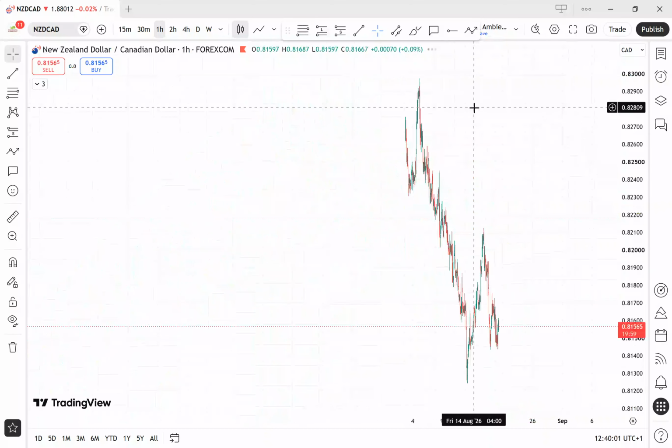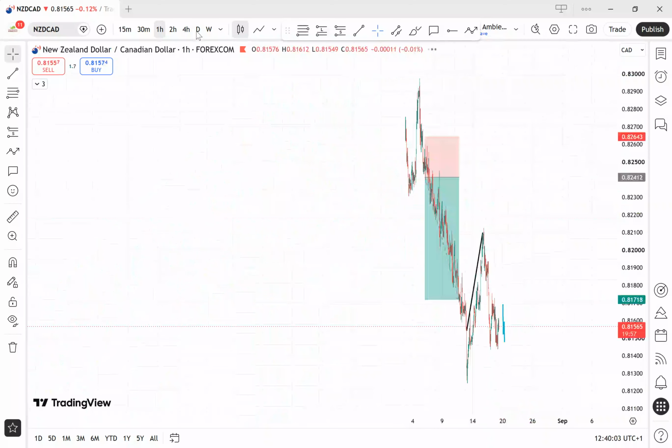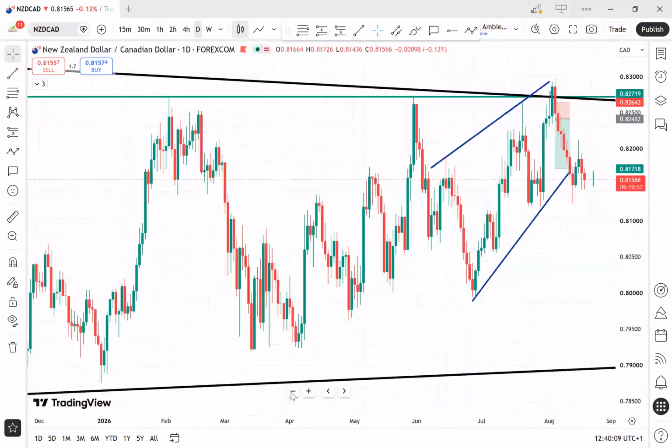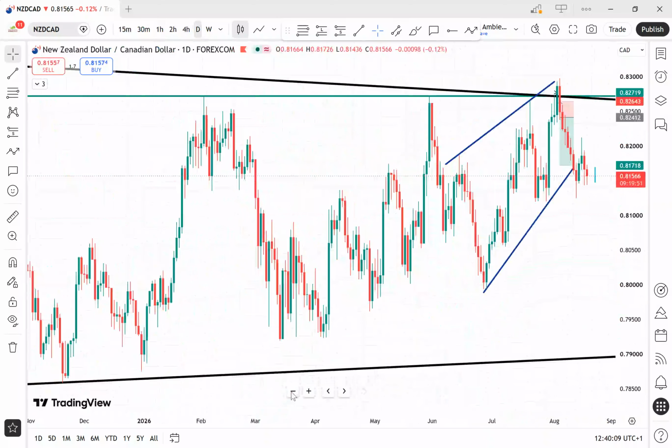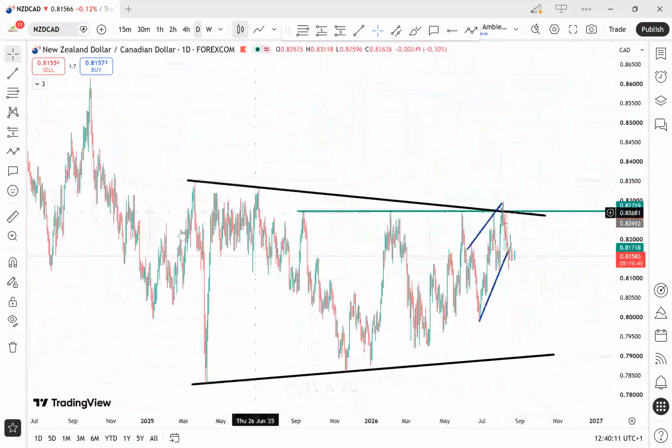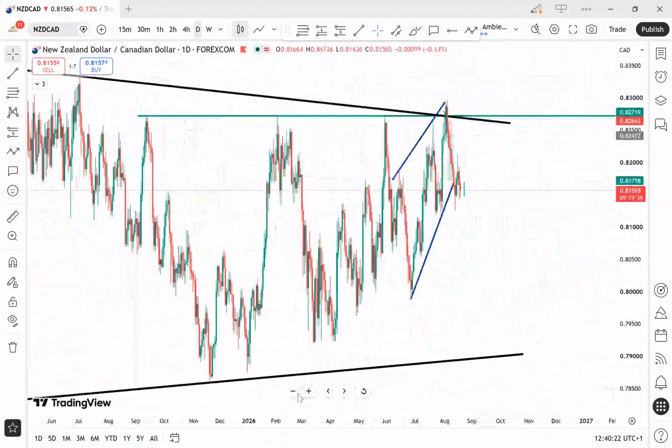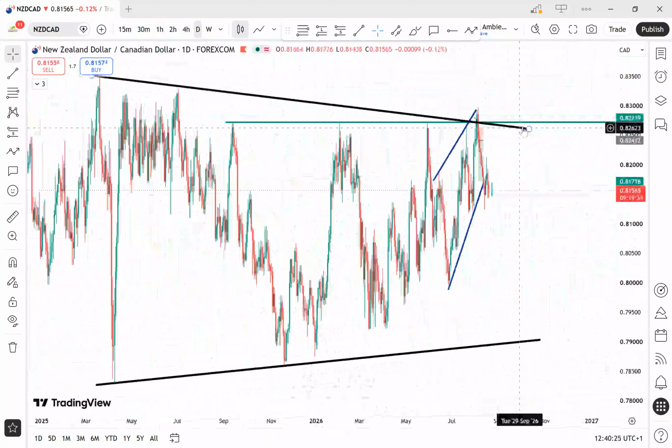Next on the line is New Zealand dollar CAD. On the higher time frame for this NZD CAD, we have a bearish impulse, bearish continuation. Then we have this previous high. You can see the price has been dropping from this high for a while now. And right here we have a confluence of this trend line and the high.